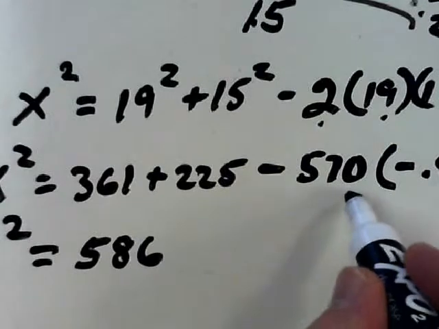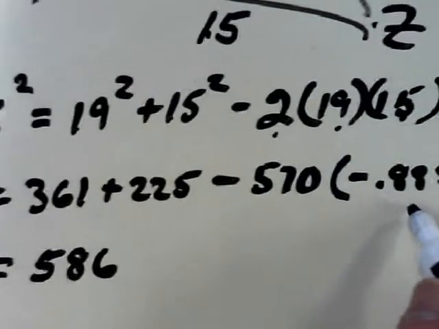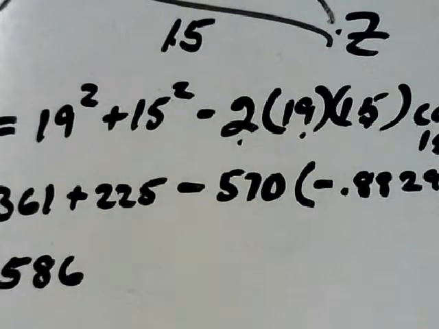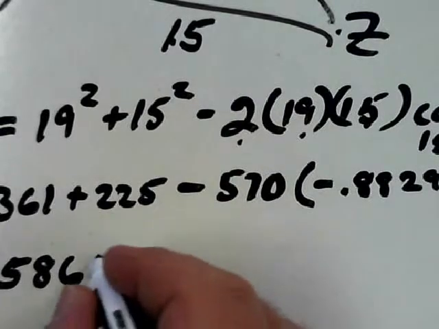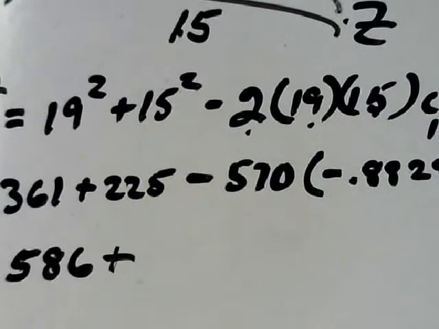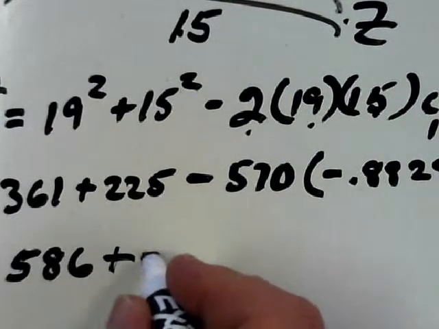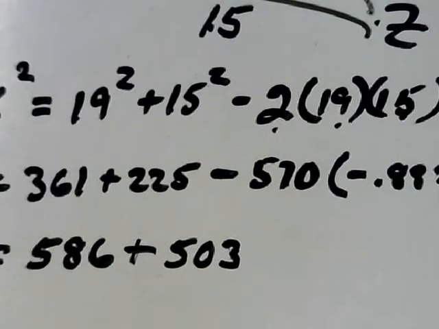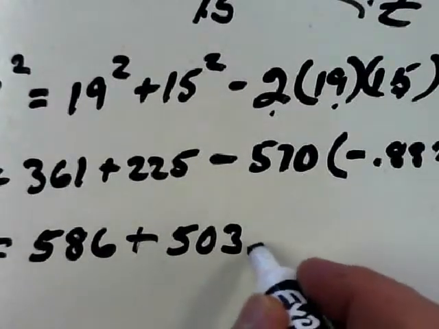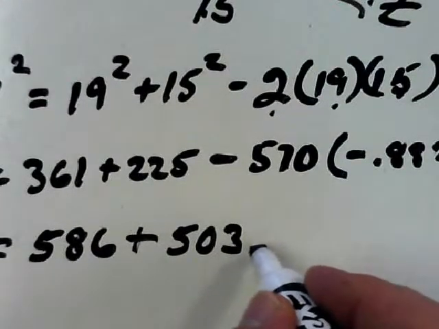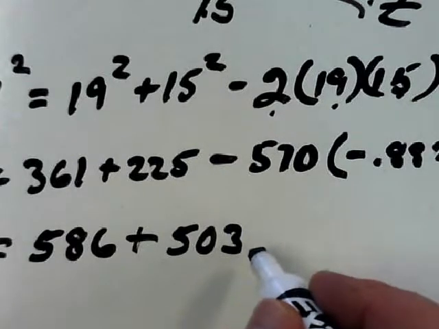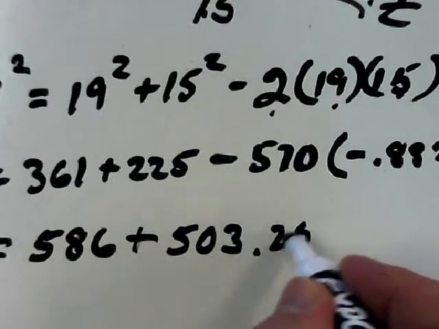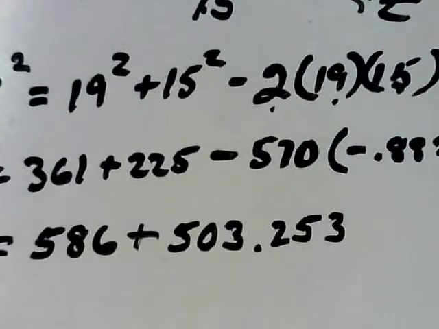What's a negative 570 times a negative 0.8829? Negative 503.253. Not negative, it's positive. Oh, sorry, 503. Well, I still have negative. Okay. 503 point what? 253? No, 28. Is that what you told me?